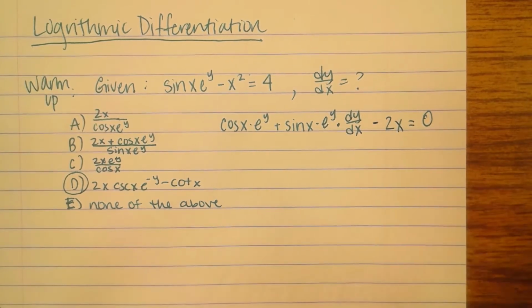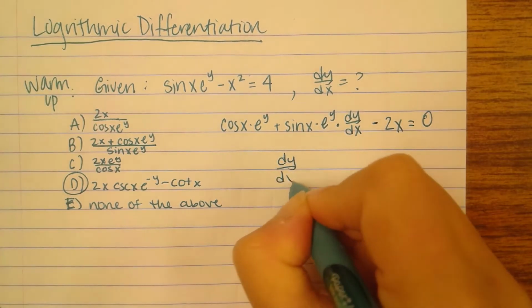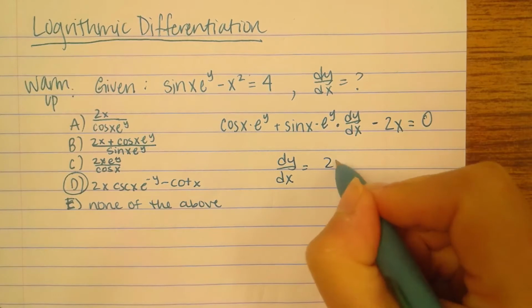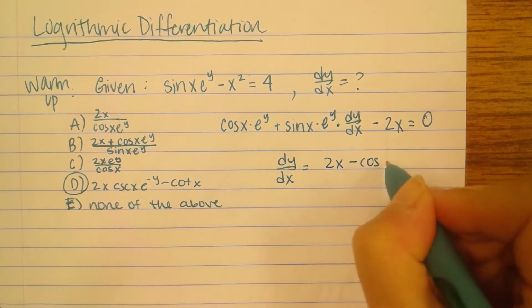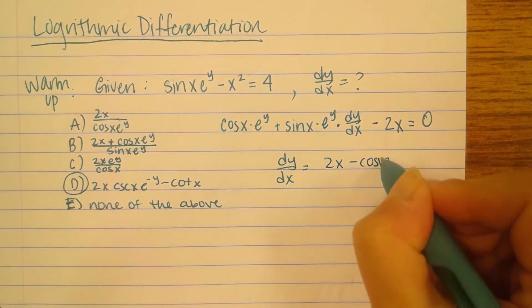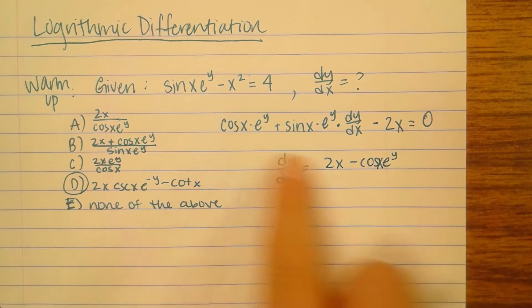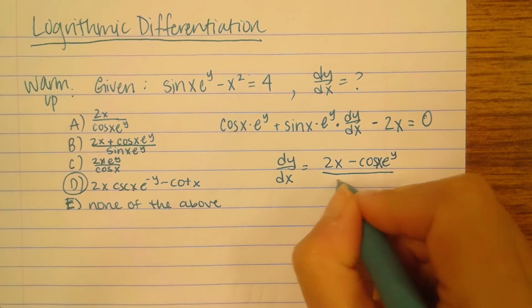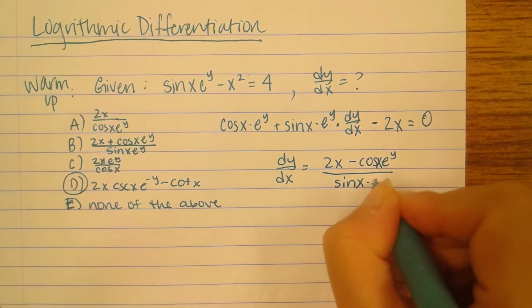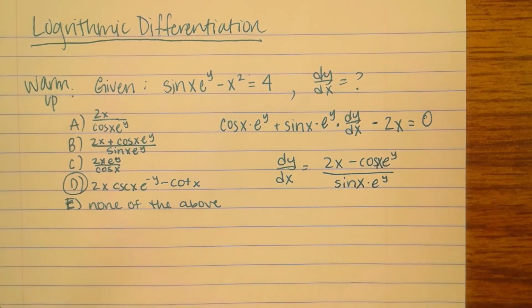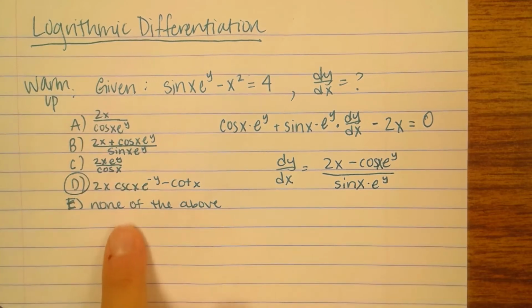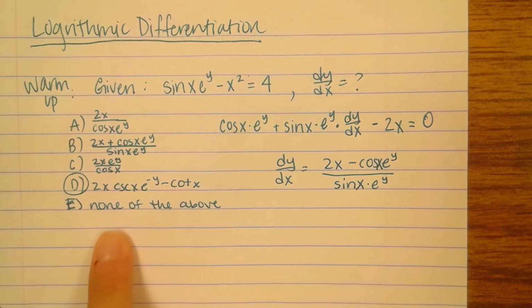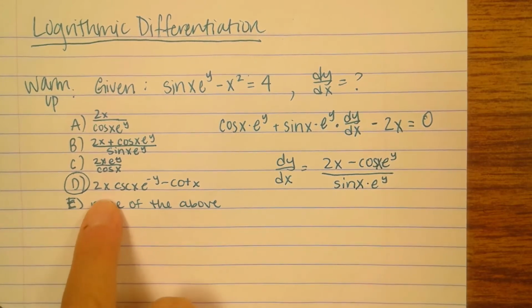Okay, so before when we did implicit differentiation, I'm going to do this all in one step. I moved everything over to the other side, so I'd add the 2x, I'd subtract the cosine x e to the y, and then I'd end up dividing by this quantity here, sine x e to the y. So you might have gotten to this point and you might have been like, oh, that's not a choice. So maybe my answer is none of the above. But we have to be able to recognize that this is mathematically equivalent to our answer D.